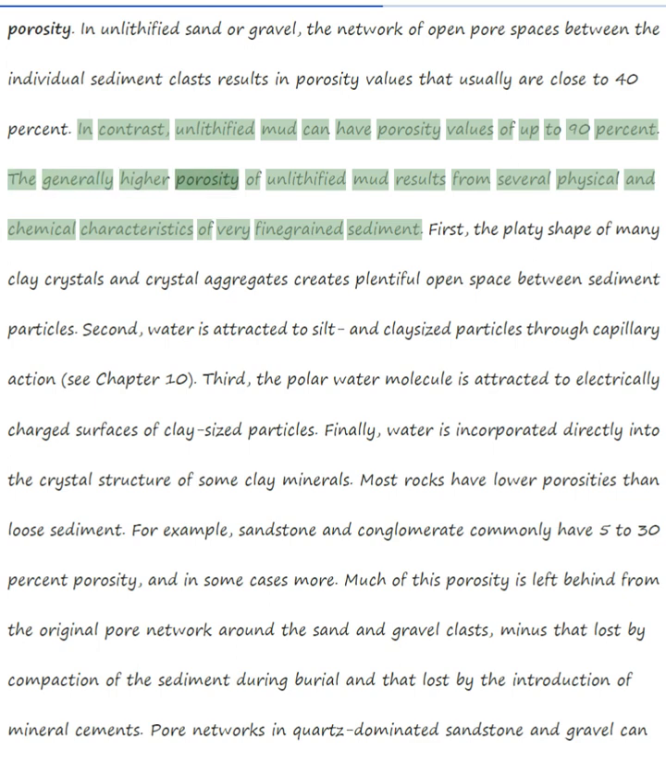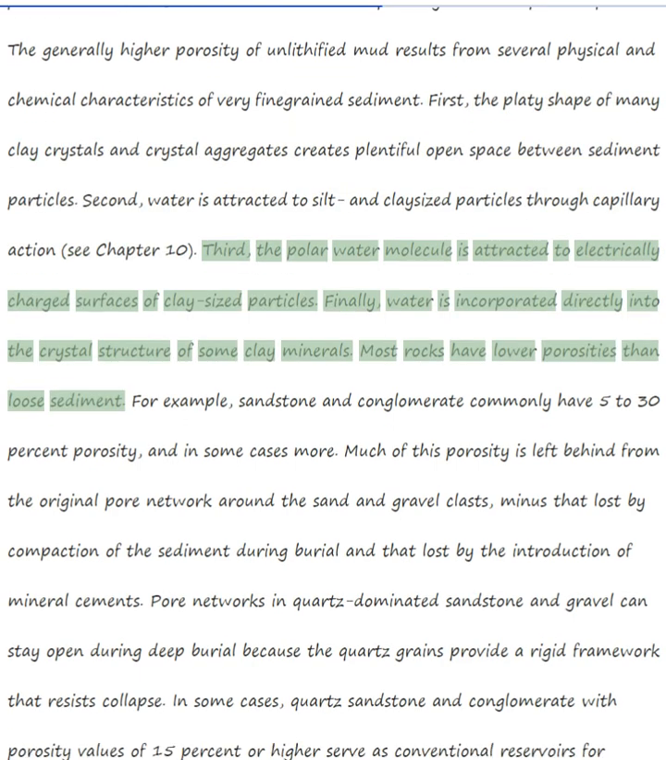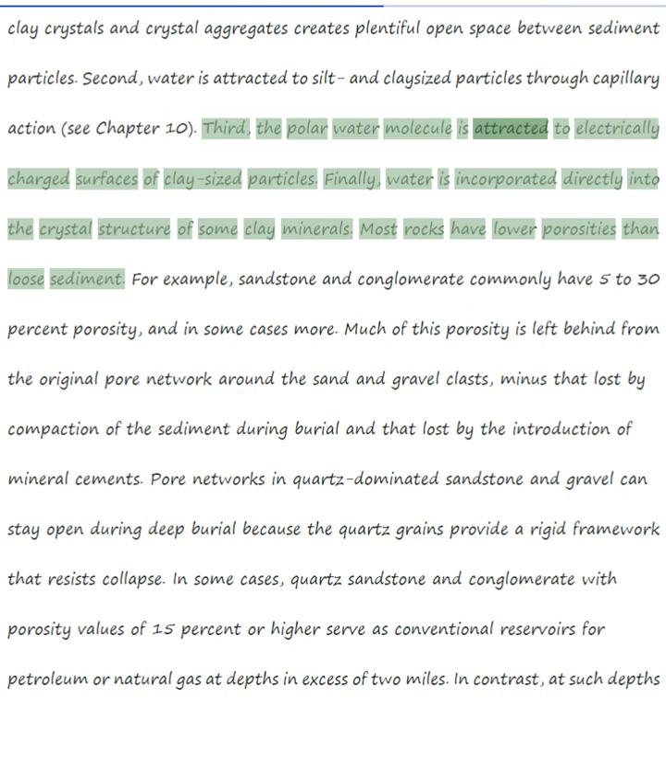The generally higher porosity of unlithified mud results from several physical and chemical characteristics of very fine-grained sediment. First, the platy shape of many clay crystals and crystal aggregates creates plentiful open space between sediment particles. Second, water is attracted to silt and clay-sized particles through capillary action. Third, the polar water molecule is attracted to electrically charged surfaces of clay-sized particles. Finally, water is incorporated directly into the crystal structure of some clay minerals.